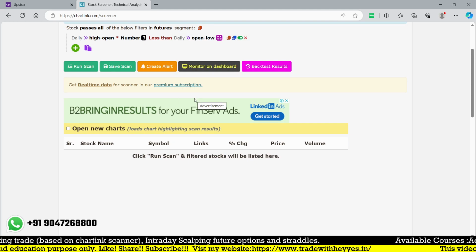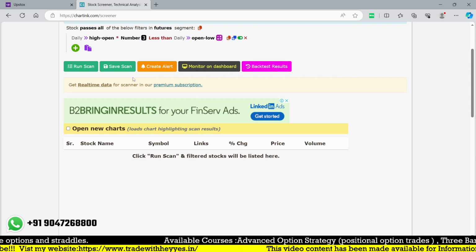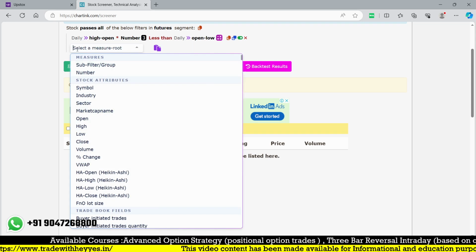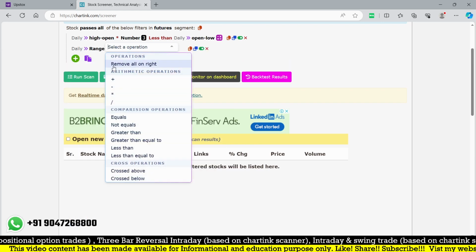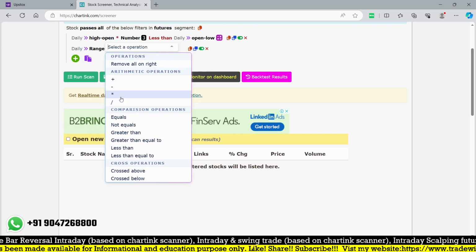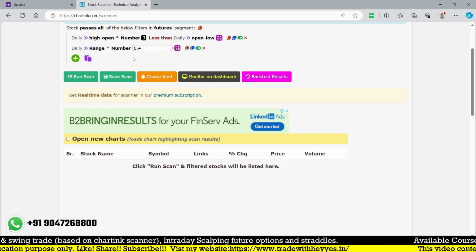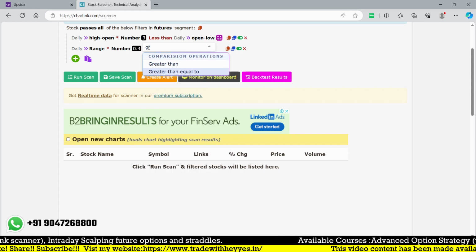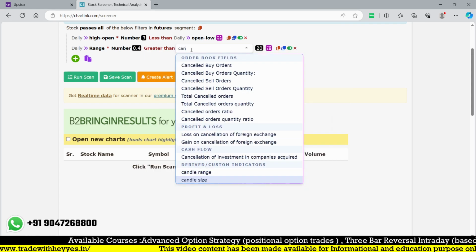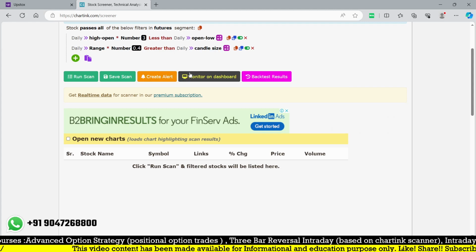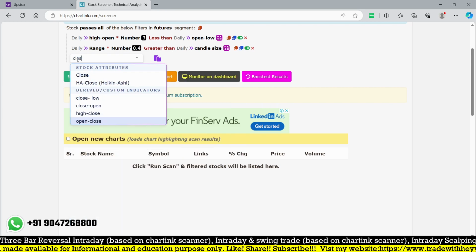So this is the first condition, so that I'm looking for a stock forming such a lower level rejection pattern. Another one, I'm going to calculate the range of a particular stock with a multiplication of a number. We are going to find the stock at the very bottom of the swing low. It must be greater than the candle size. These are all the conditions, and we need the close to be greater than the open.